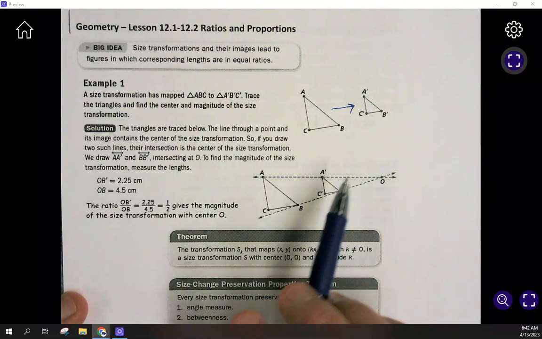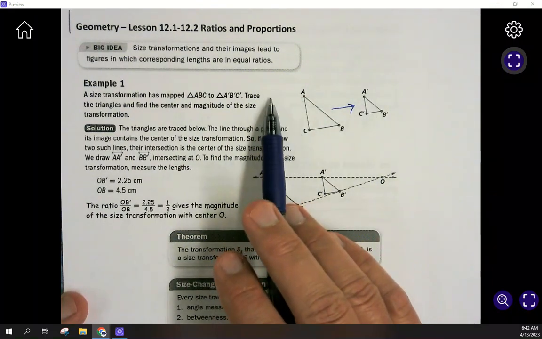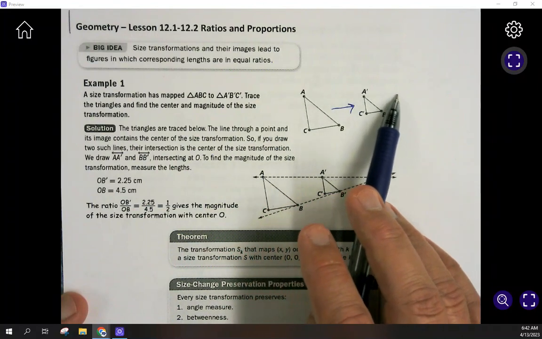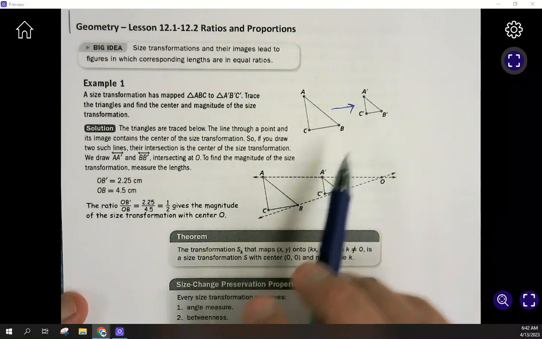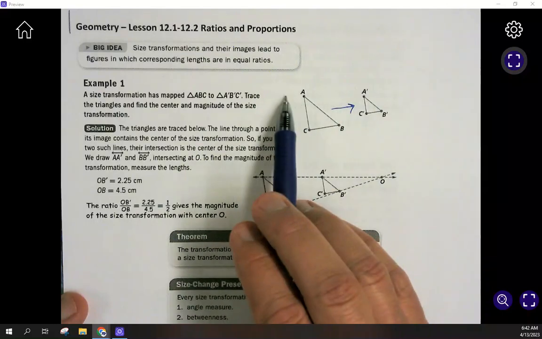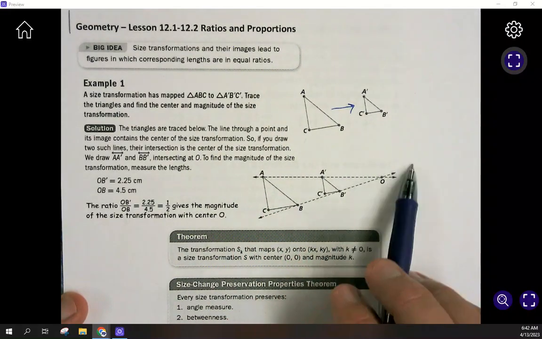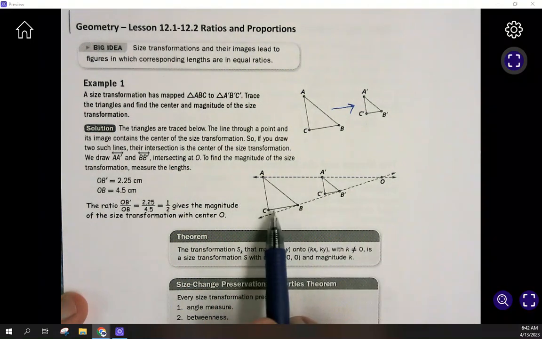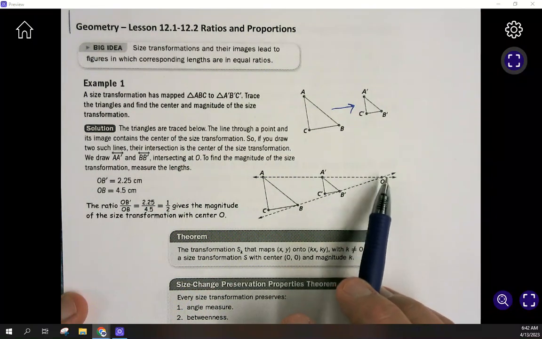So here's the solution. If you were going to actually physically do this, what you would do is you would draw a line from A through A prime, and then from either one, either C to C prime or B to B prime, as you can see has been done right here. And where those two lines cross, so if I drew the A's and I drew the B's, they're going to cross out here. That point where they cross, that is the center. And if I connected C and C prime, they're also going to hit in the same exact spot. That tells you that this size transformation was from this center out here, and we're going to call it O.